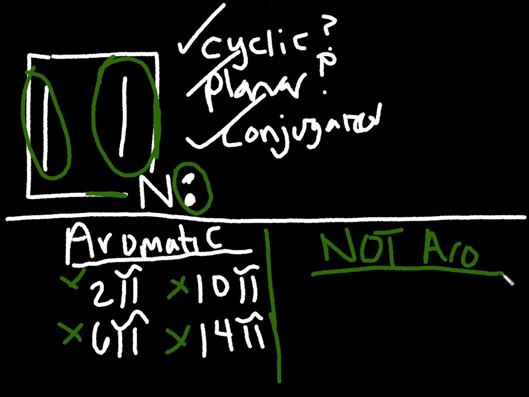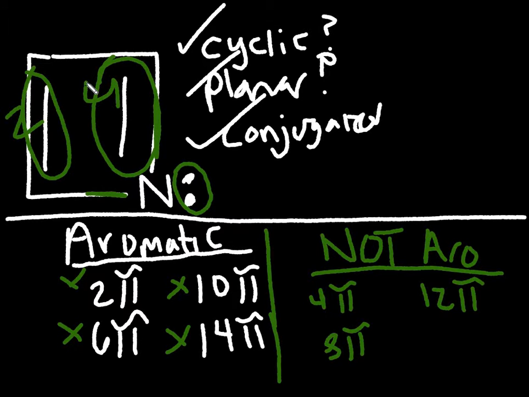Let's remember for it to be anti-aromatic, it would be 4 pi, 8 pi, and 12 pi electrons. And how much does this have? It has 2 and 4. And remember, we said this lone pair here goes towards hybridization to make it sp2 so it can be planar. We only have 4 pi electrons, so it'll be not aromatic. Okay?